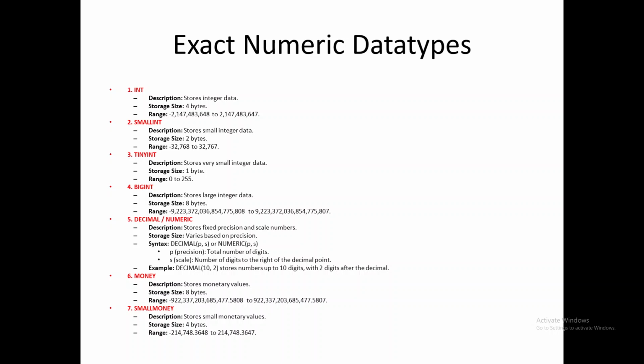So int, small int, tiny int, big int, then decimal, money, and small money. Very simple. You need to think what kind of data you are going to store, you are going to have for the column. Based on that you need to select the proper data type.